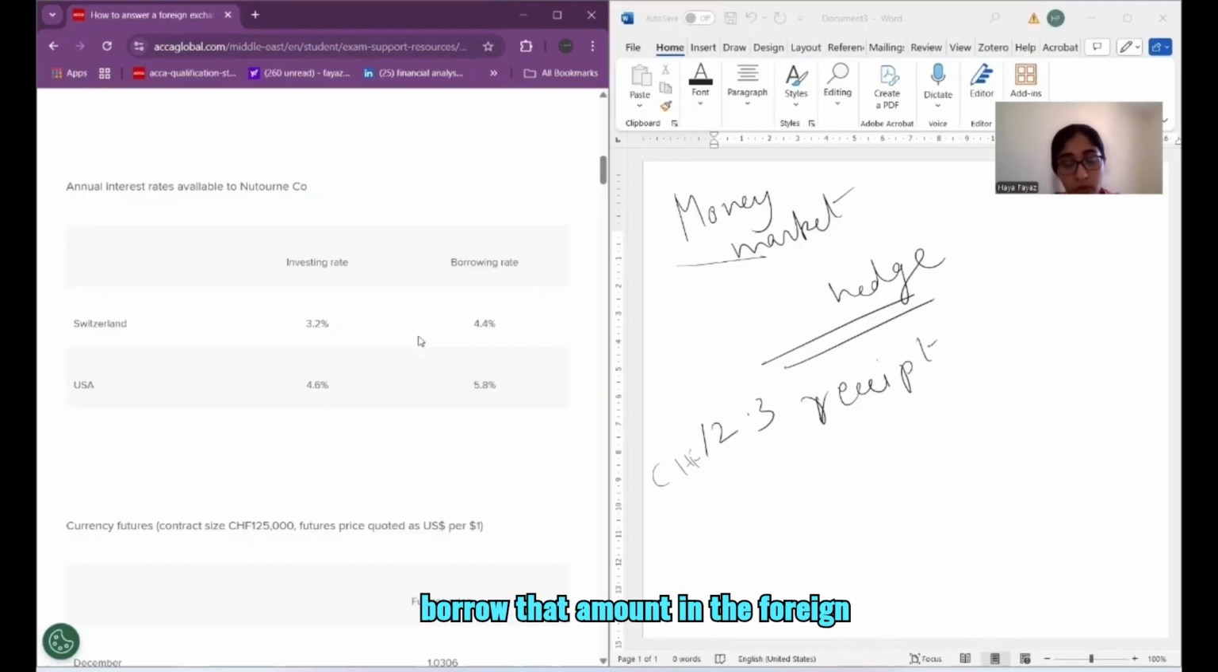As you know, the normal procedure is that we have the 12.3 million receipt. We will borrow that amount in the foreign currency itself, in the CHF itself. Where is the pen? Sorry about that. We'll borrow this much amount.